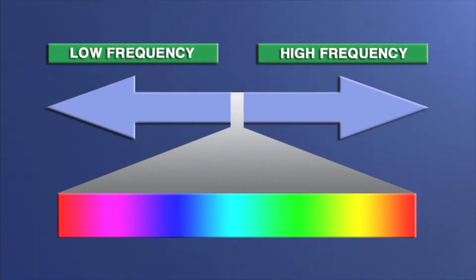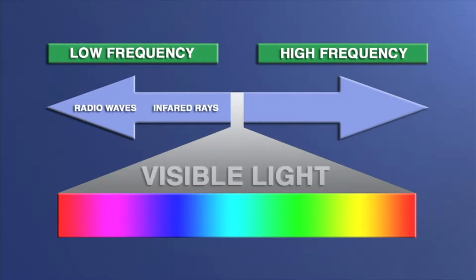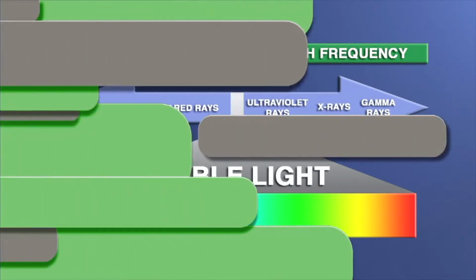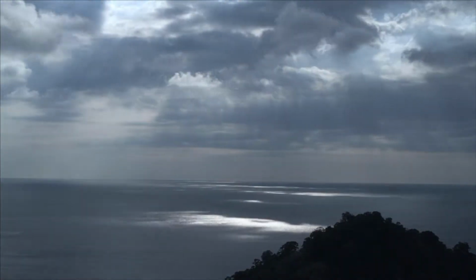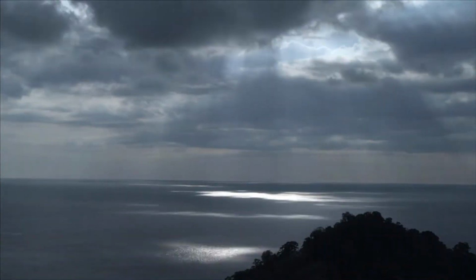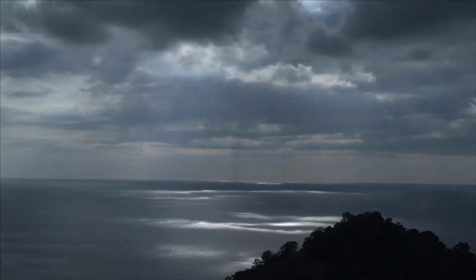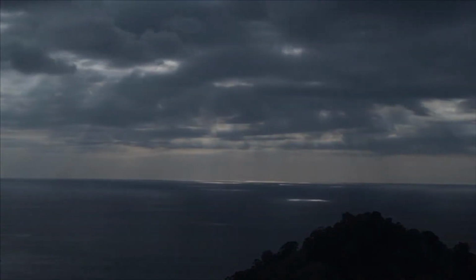The electromagnetic spectrum is made up of radio waves, infrared rays, visible light, ultraviolet rays, X-rays, and gamma rays. As you can see, light waves fall somewhere in the middle of the spectrum. The fact that you can see light waves is very important. That's one way they are different from all the other electromagnetic waves. They are visible.